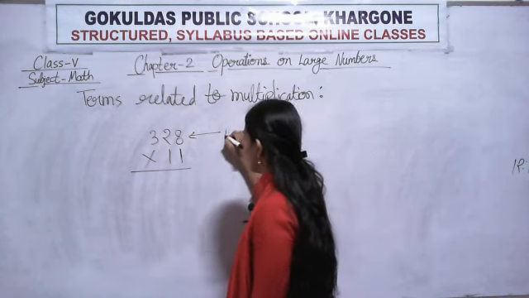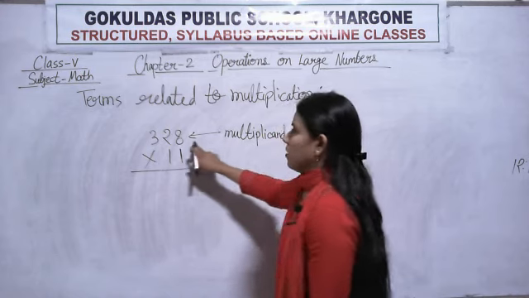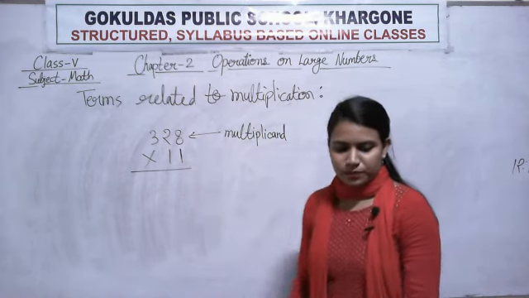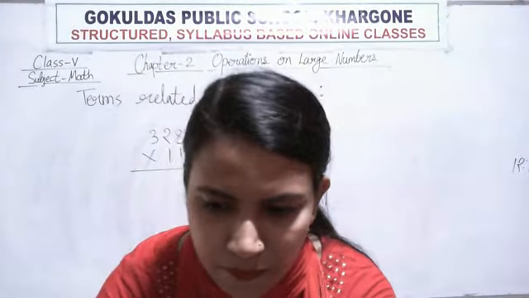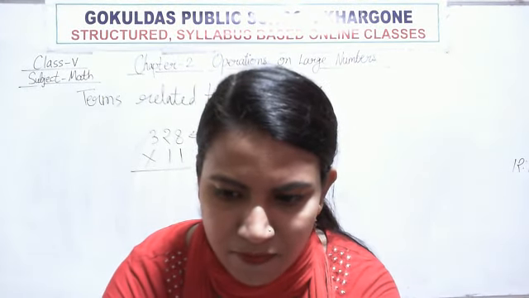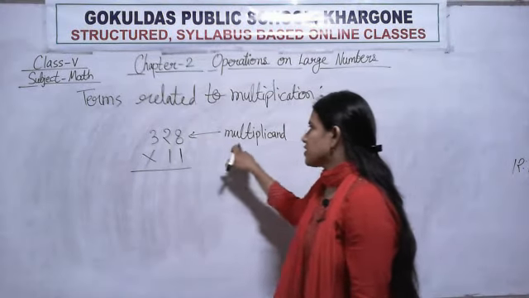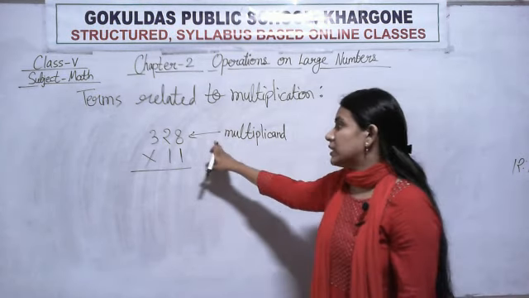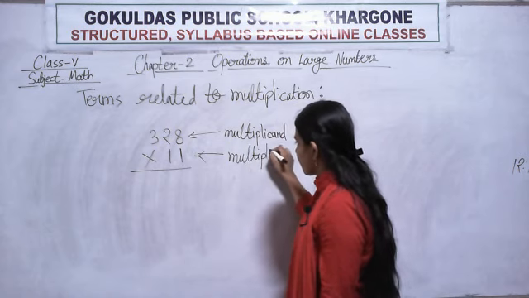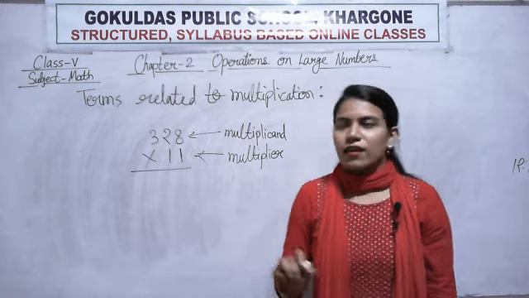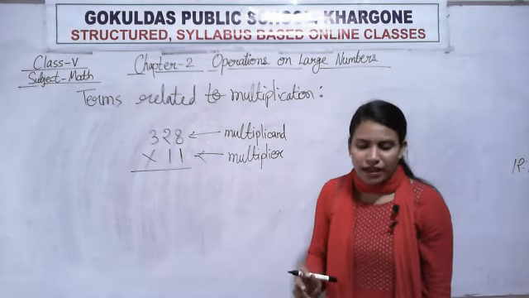So the first number is my multiplicand. My first number is multiplicand, and the number by which I am multiplying is called multiplier. 328 is the multiplicand and 11 is my multiplier.